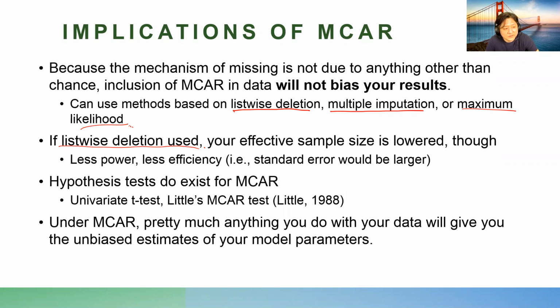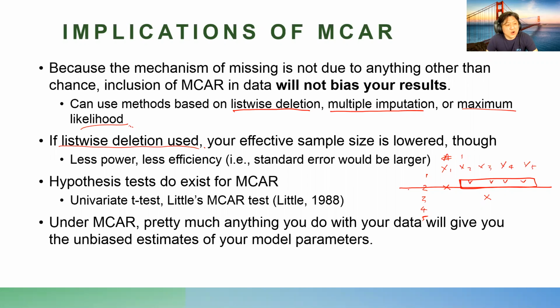Okay. So if list-wise deletion is used, your effective sample size will be lowered, right? Because you removed cases. And there is less power and less efficiency, and the standard error will be larger. And also, say you have X1, X2, X3, X4, X5, and cases 1, 2, 3, 4, 5. So this is missing, and this is missing. If you remove all of them, you will lose other information, right? These are all important information, but you will lose it.